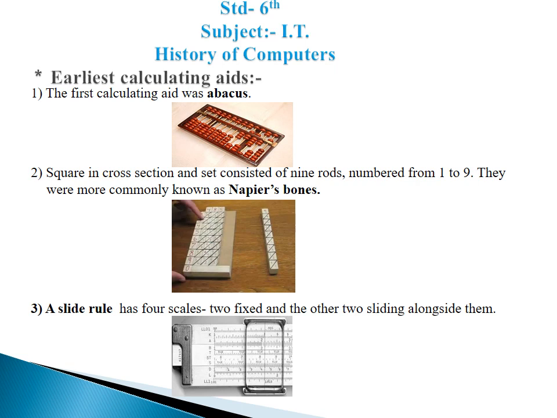The first calculating aid was abacus. The picture of abacus is shown on the page. Second calculating aid is Napier's bones. The square in a cross section and set consisted of 9 rods numbered from 1 to 9. They were more commonly known as Napier's bones. Third calculating aid is the slide rule. It has 4 scales, 2 fixed and the other 2 sliding alongside them.